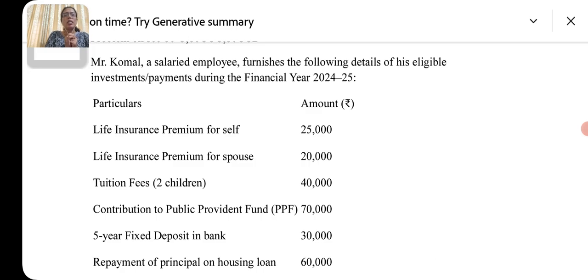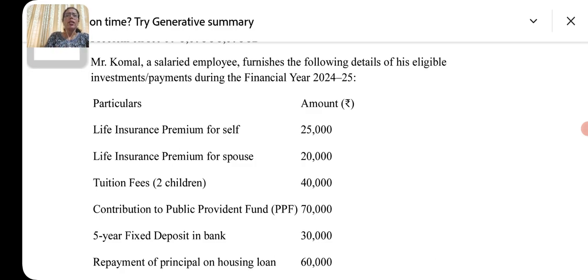The first one, LIC premium for self and spouse. What the Act says? The Act says that LIC premium paid for self, spouse and children are eligible for deduction under section 80C. But if it is paid for the parents, it is not eligible. So in this question, it is clearly mentioned that it is paid for self as well as for spouse. So both are eligible for deduction.